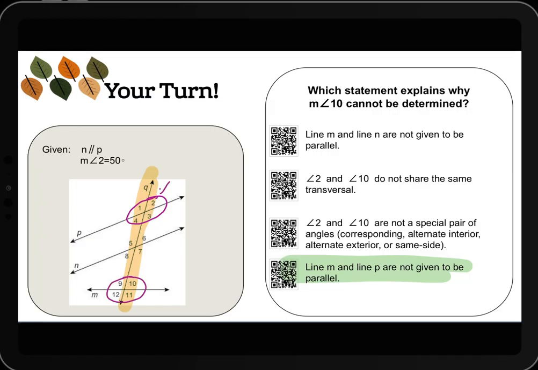So angle 2 is corresponding to angle 10, and since we're focusing on those two regions, that would be line P and line M, not line N and line M, right? So that's why this option doesn't work. They do share a transversal, and they are in fact corresponding angles. It's just that we don't know that M and P are parallel lines.